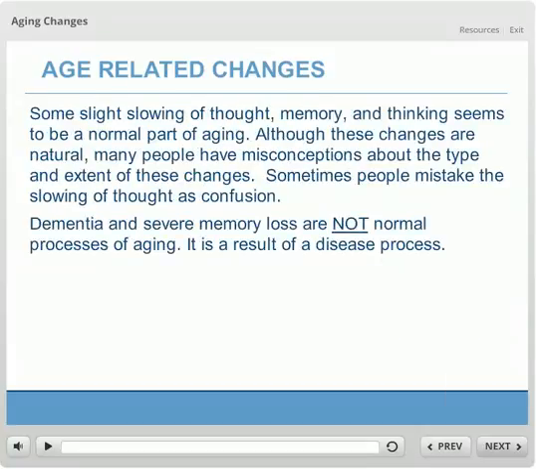Some slight slowing of thought, memory, and thinking seems to be a normal part of aging. Although these changes are natural, many people have misconceptions about the type and extent of these changes. Sometimes people mistake the slowing of thought as confusion. Dementia and severe memory loss are not normal processes of aging. It is a result of a disease process.